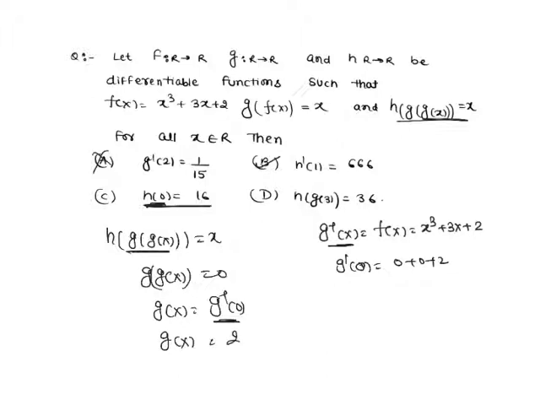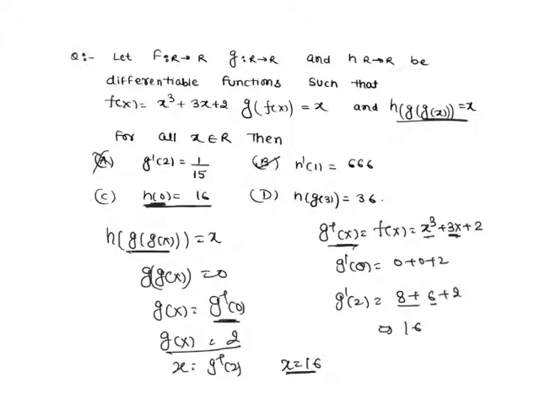To find x, g of x equals 2 means x equals g inverse of 2. Now we will put x equals 2 here. So g inverse 2 equals 2 cube, that is 8, plus 2 into 3, 6, plus 2. What will we get? 8 plus 6 is 14, plus 2 is 16. So we'll get x equals 16. If I put x equals 16, g of x will come as 0. So we can say h of 0 equals 16. So C option is also correct.